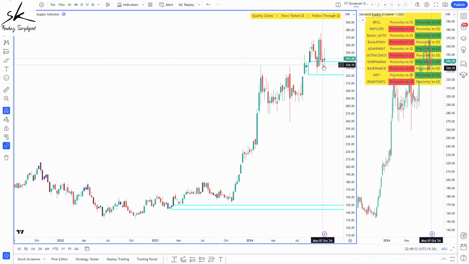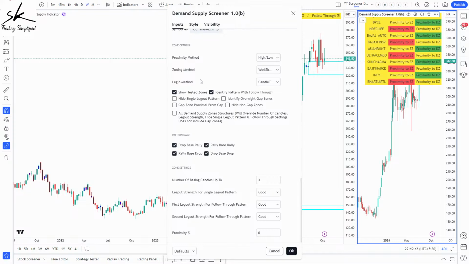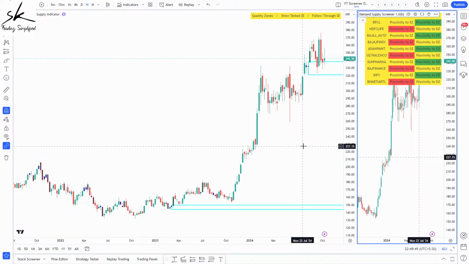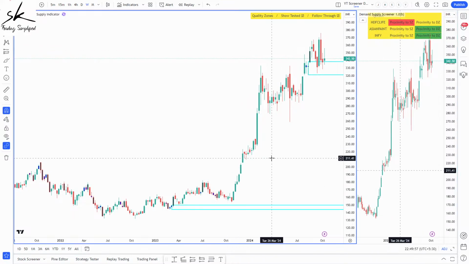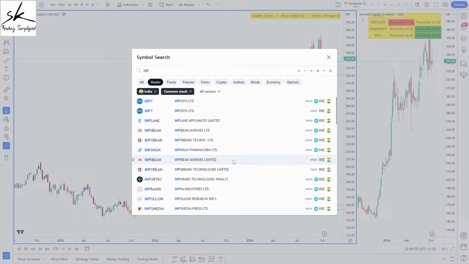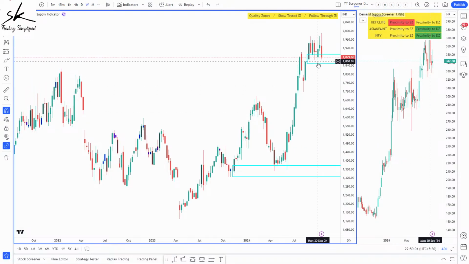Now, here you can see the closing is outside, the low is inside. If you want only the symbols where the prices are currently trading inside of the zone, then I can change my proximity method from high, low to close. So now it will only show me the symbols where I am already inside of a zone. So let's wait for a few seconds. Let's take Infi as an example. You will see on Infi, currently I will be inside of a weekly demand area, and that is why it is getting shortlisted for me. So that is how you can make those modifications to the screener.